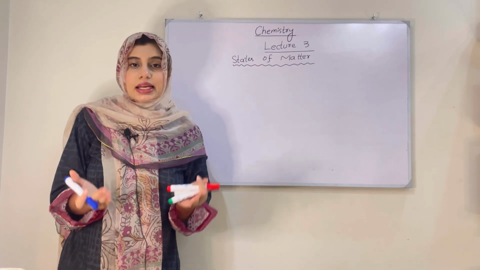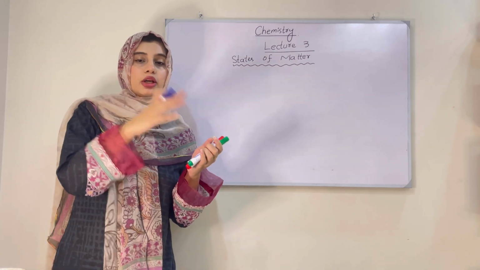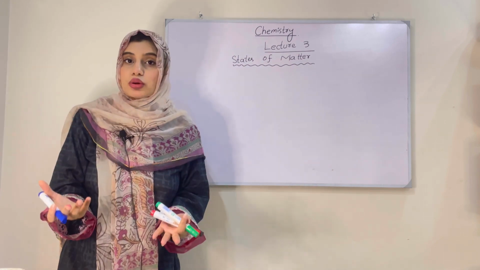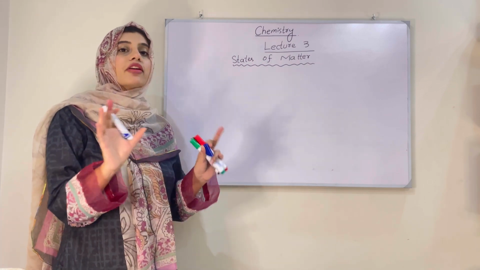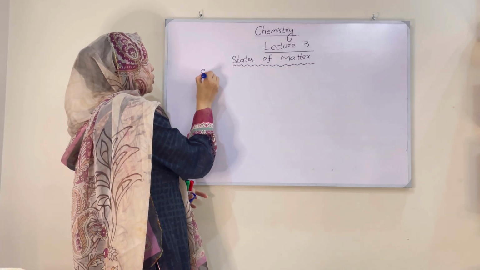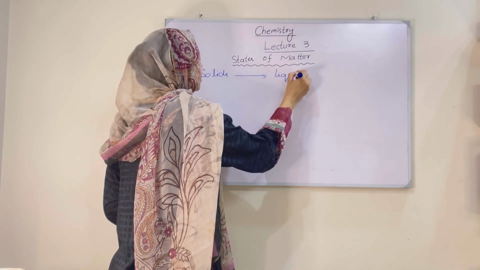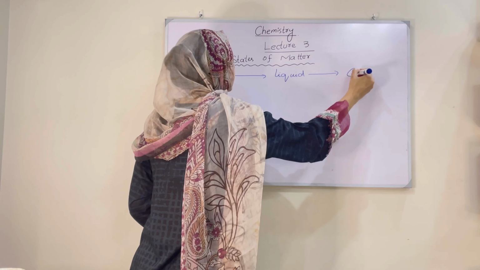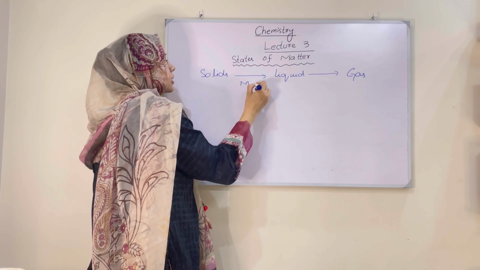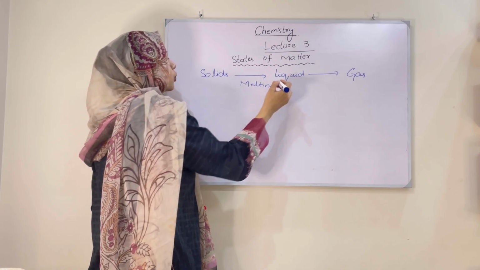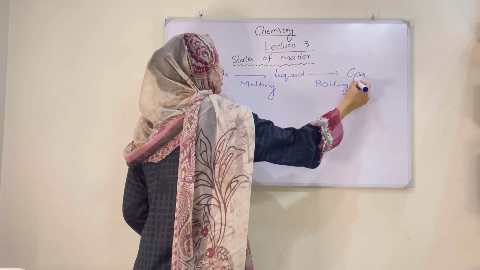What are these points? How can we identify them? And how do these graphs help us understand how a liquid is converting into gas, and a solid is converting into liquid? So let's start. First of all, let me revise the previous lecture. We discussed solids converting into liquid, which then converts into gas. Solid converting into liquid is known as melting, and liquid converting into gas is known as boiling or evaporation.